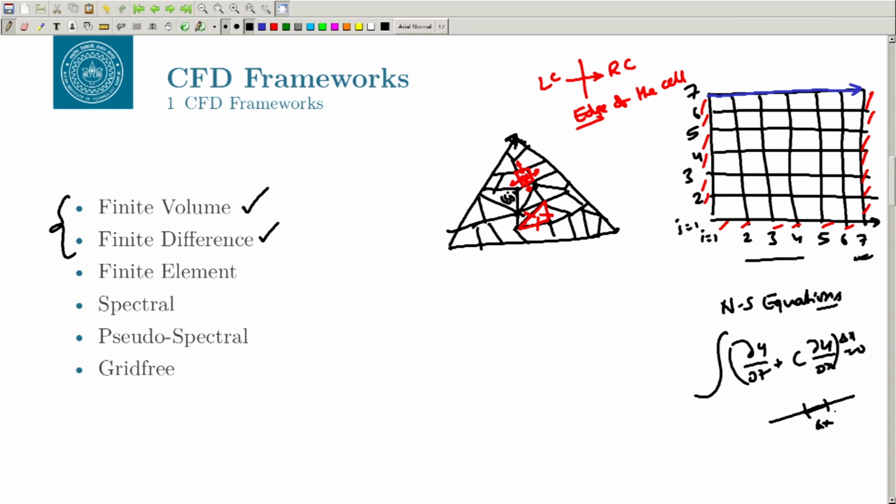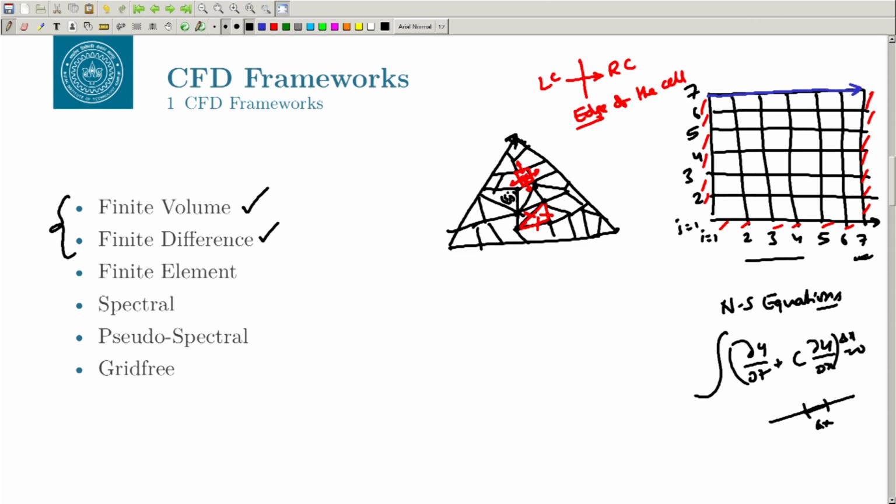Of course, you can have more information, for example, how many cells are connected through this corner, or this corner, or this corner. Then from the neighbors you can calculate the gradient a little bit better, or you can have the face sharing neighbor, the edge sharing neighbor, and the vertex sharing neighbor.